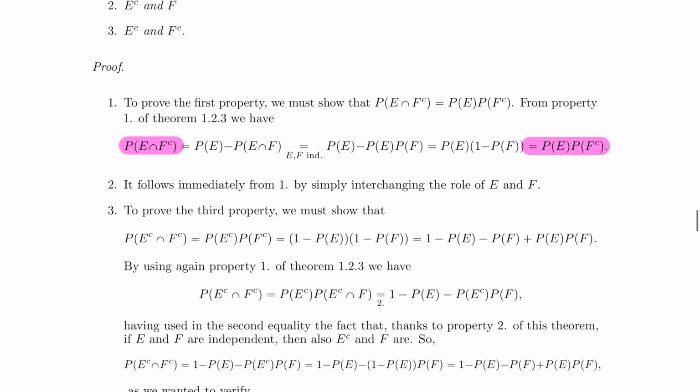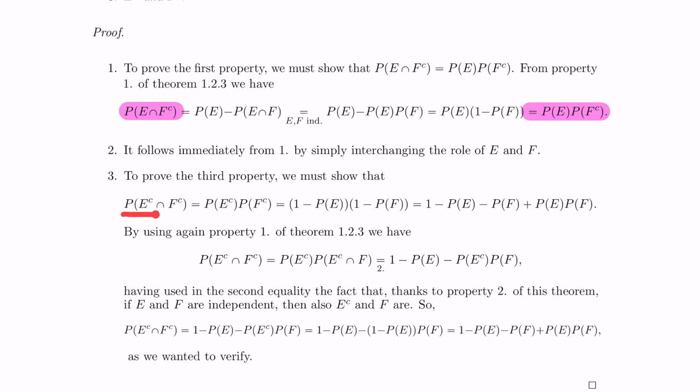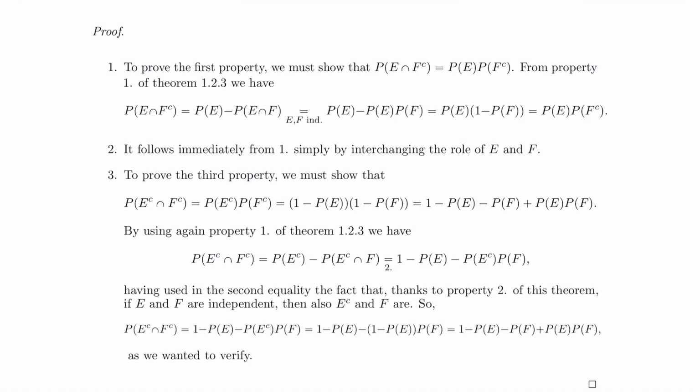Instead, in order to prove property 3, we must show that the probability of the intersection of the complementary of E and the complementary of F is equal to the product of the probabilities. But this is equal to 1 minus the probability of E, times 1 minus the probability of F. Performing the product, we arrive to this expression here. Now we can use again this formula here belonging to this theorem, but instead of considering E, we consider the complementary of E. So we write this formula.